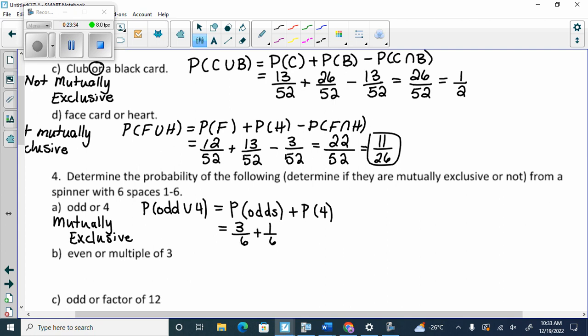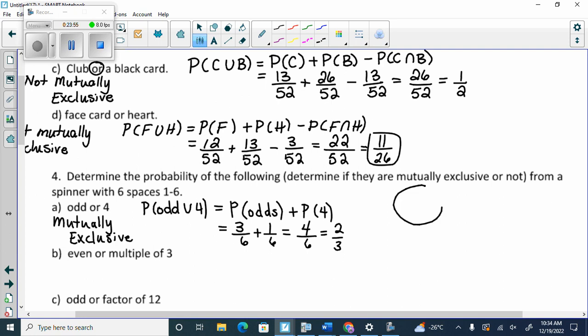Now some people want to reduce these. Don't reduce them till the answer. Right now you can only add fractions that have common denominators, correct? The moment you start reducing them, you're kicking out your common denominator. You're going to have to put it back in order to put them together. So reduce at the end. 3 plus 1 is 4 out of 6, which is 2 out of 3, which makes sense.